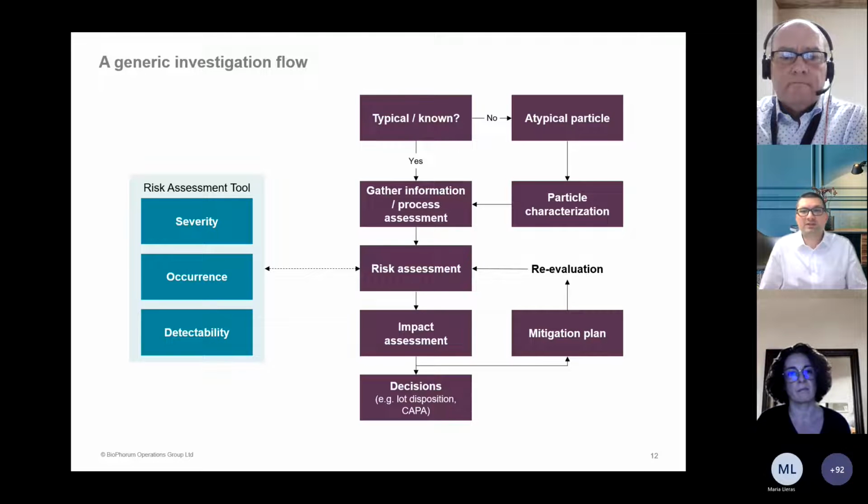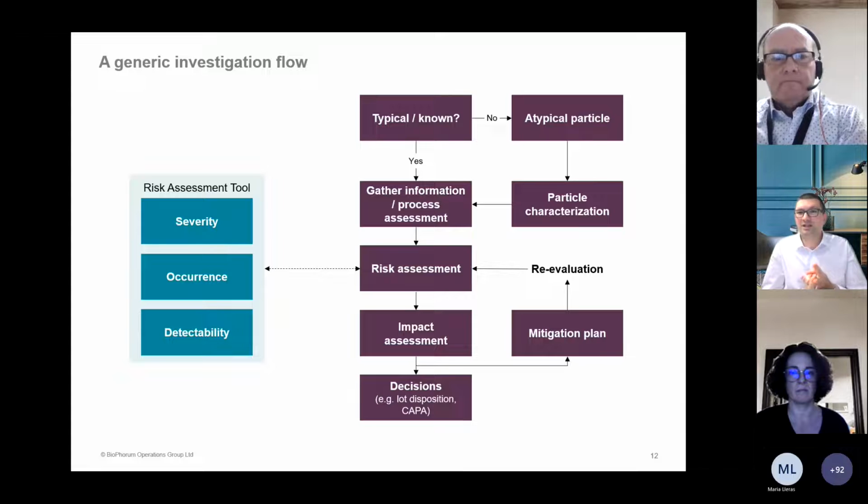But what we take into account too, in order to make a full assessment and understand not only the risk to the patient but the overall risk to the batch, is the severity. We take into account the occurrence, so how many particles are we actually facing? But furthermore, we take into account what is our capability of actually detecting those particles. So how good are we in removing them from a batch? We talk about the tool in the next couple of slides.